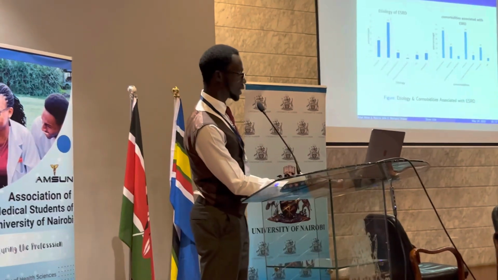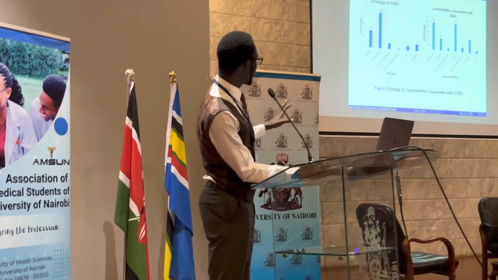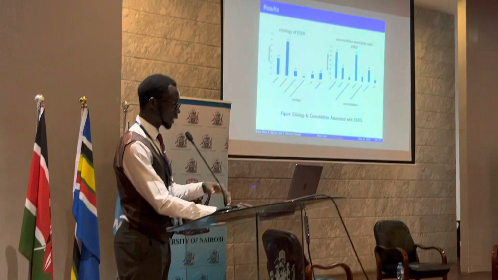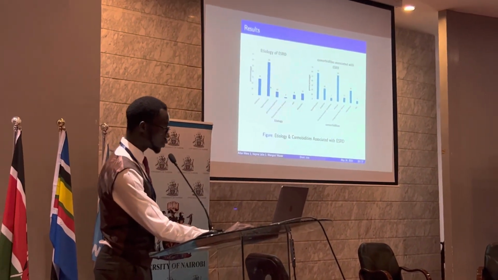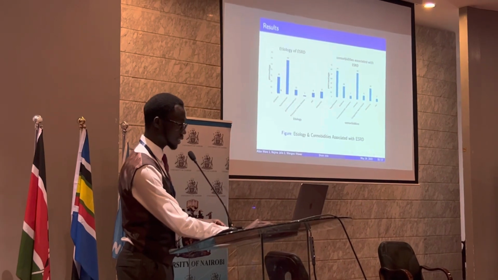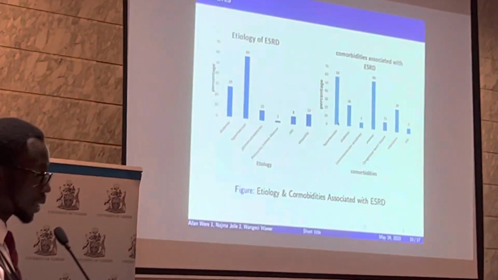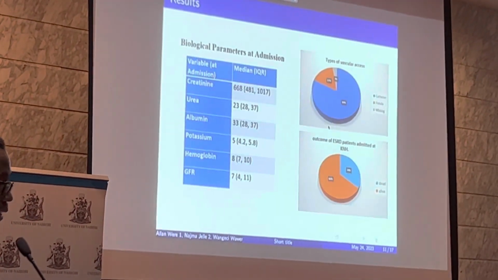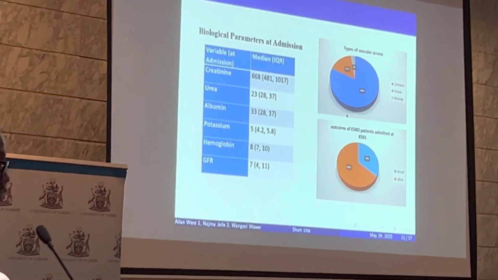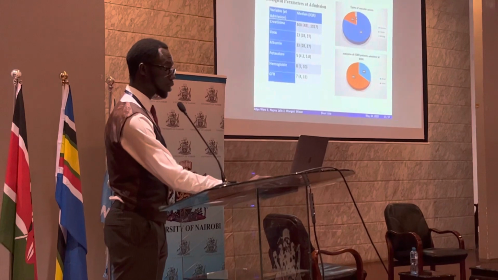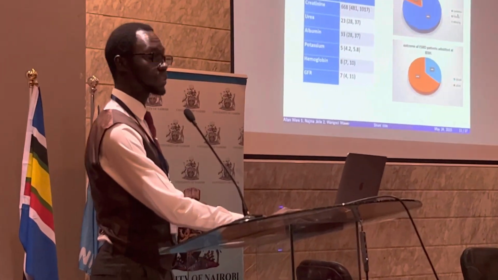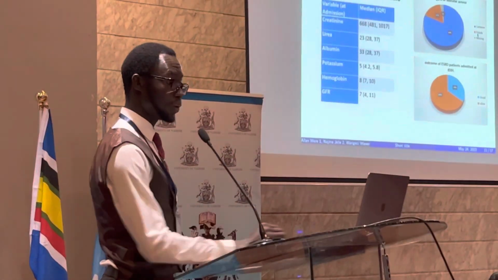So the slides are not so clear as compared to this end, but from the first one, etiology of ESRD, hypertension took a lead and diabetes as a major cause of ESRD, and then we had comorbidities, hypertension, and anemia actually the leading in that case. So the biological parameters, we also try to compare them, and then the types of access. So we found out that most patients use catheter access during dialysis, and very few use fistula.